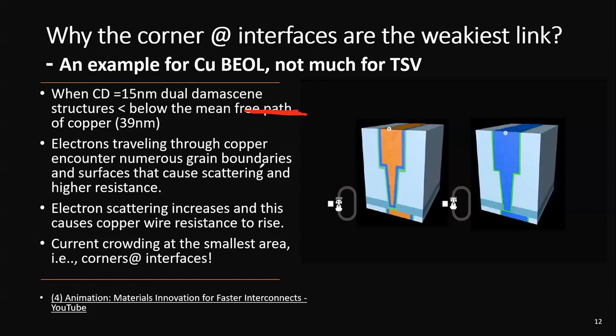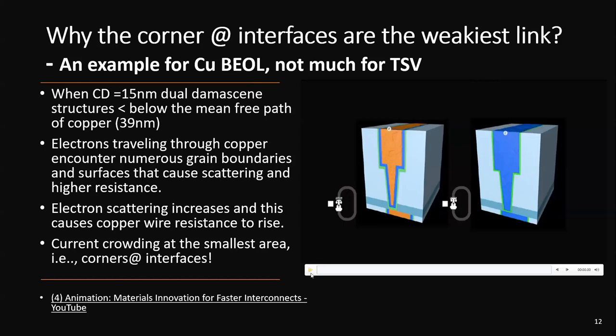Let's look at an example of why corners are weak. Okay, why are corners weak? Let's look at this picture. This simulation shows it nicely. The electrons move in, and then they see the interface here, okay? And that's where the problem is: they get stuck here. That is what we call the crowding, the current crowding. And current crowding could easily form many defects.